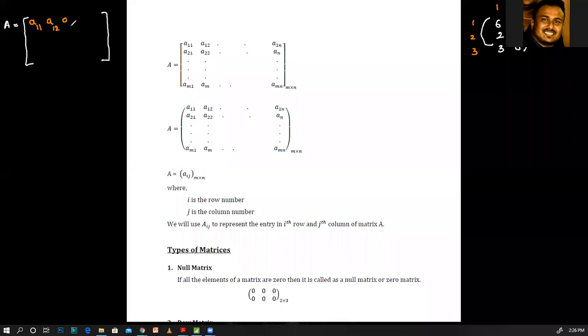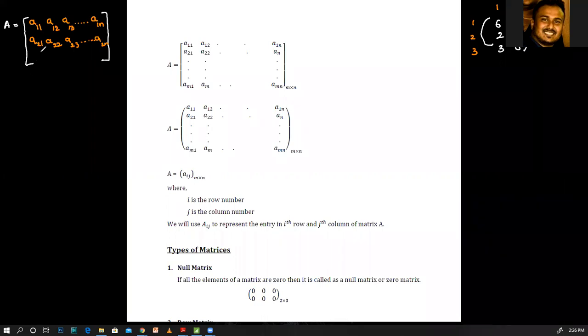Then A13, first row, third column. Then, since there are n number of columns, it is the first row and nth column. Since this is finished, we can now move to the second row. To denote the elements in the second row, we can use it in this way. It is A21, the element in the second row, first column. Here it is A22, the element in second row, second column. Likewise, we can say it is A23 and A2n.